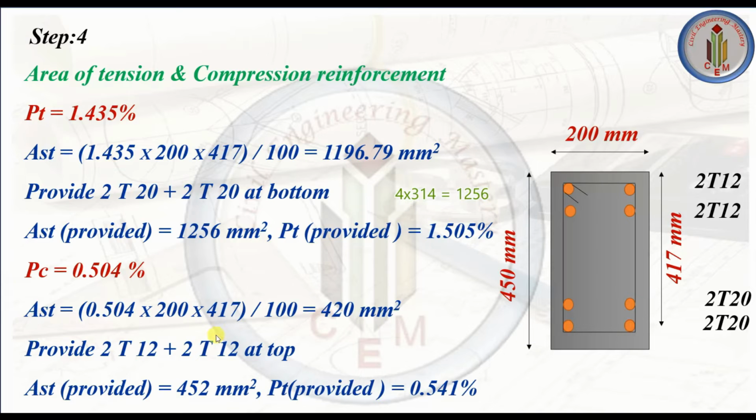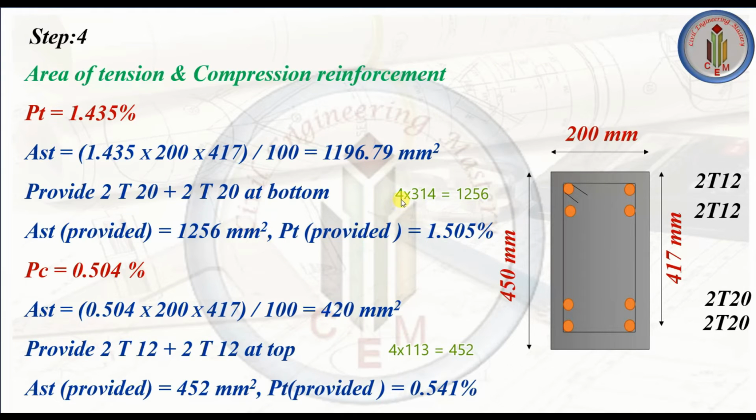Similarly, for the compression reinforcement, here also we have the area 420 mm square. 113 is the area of one 12 mm dia bar. So I have used totally 4 bars of 12 mm dia. That comes to 452 mm square. That is what I have given here. 452 mm square is the provided area, which is more than the required area.